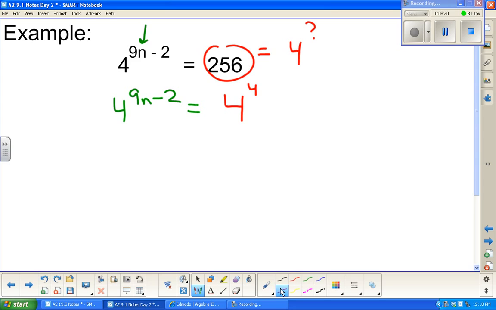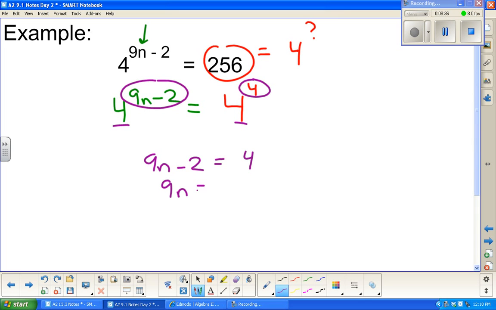So we can use our little property again. Notice the bases are the same. I can go ahead and set the exponents equal to each other, okay, from our property a couple pages ago. Okay, so the 9n minus 2 has to be the same as 4, and if we solve that, we'll just add the 2 over, and then divide by 9. Okay, and we could reduce that down to 2/3. Okay, so n would be 2/3. That'd be our solution there.